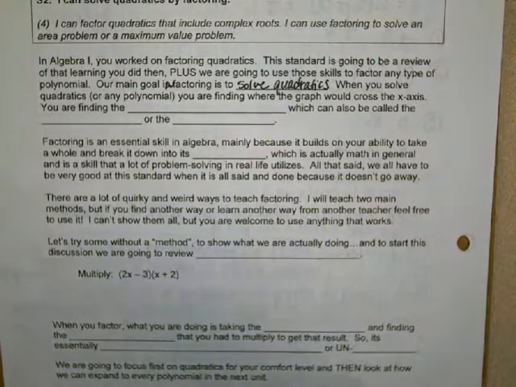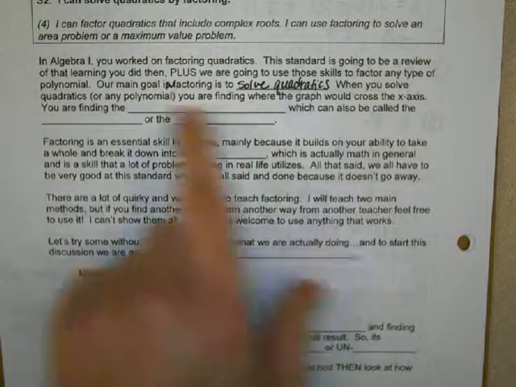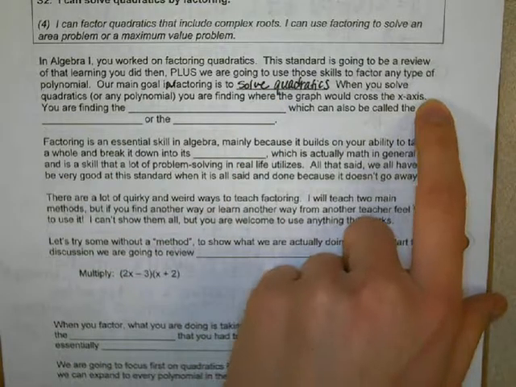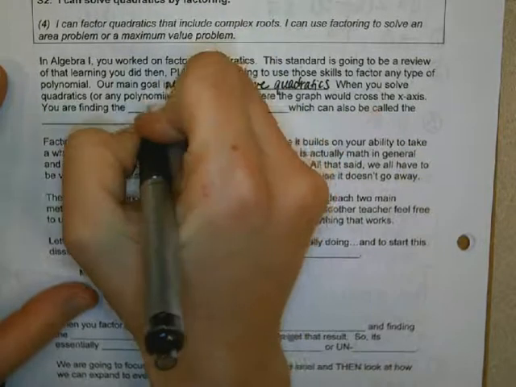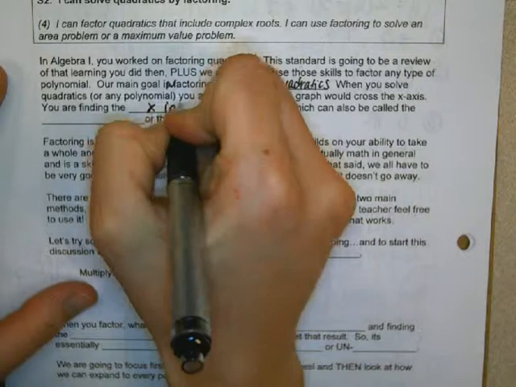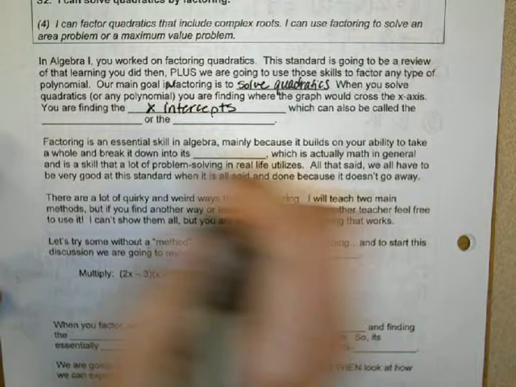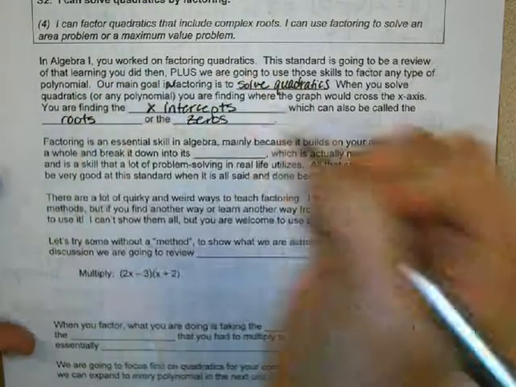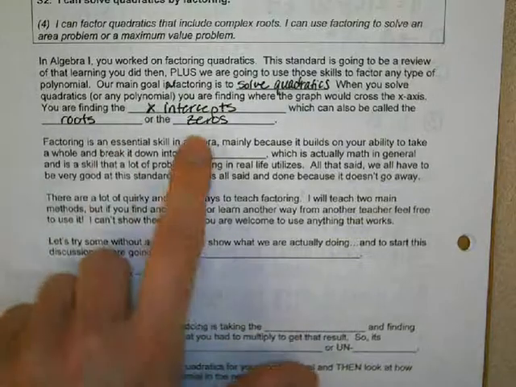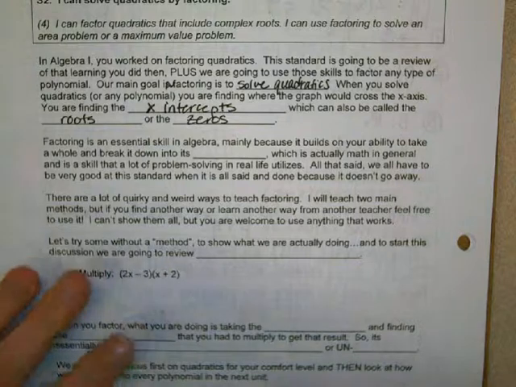When you solve quadratics or any polynomial, you are finding where the graph would cross the x-axis. So when we solve, our answers represent where it crosses the x-axis. We've already talked about that a little bit. So by solving, we are finding the x-intercepts. And there are two other names that these values are called. They can be called the roots or the zeros. So any one of those terms refers to the same thing, which is where the quadratic would cross the x-axis.